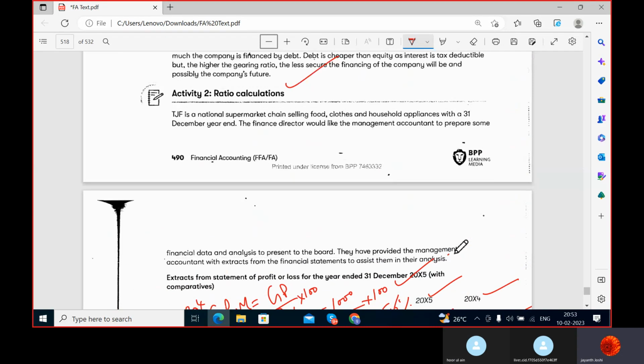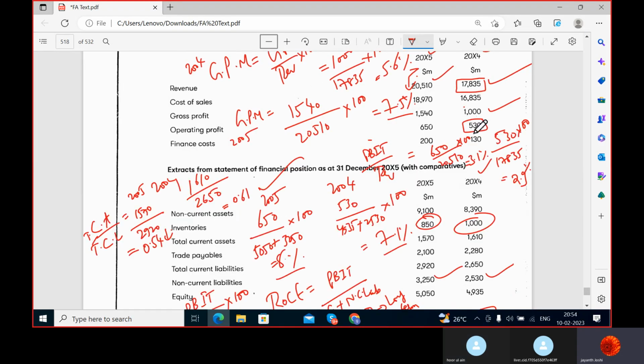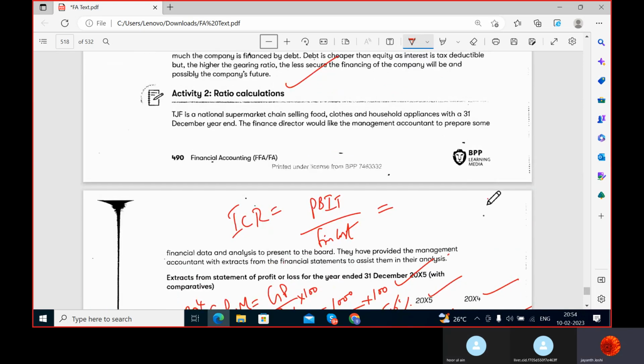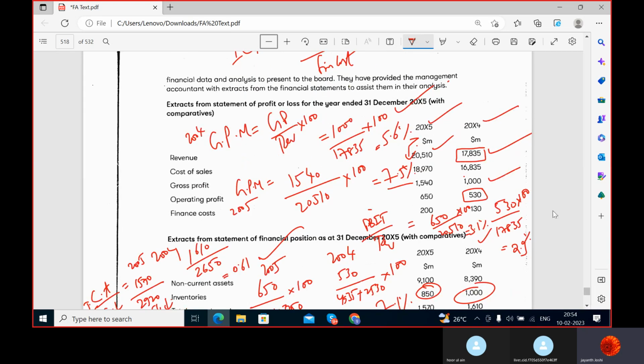So you did the interest coverage ratio first, correct? The interest coverage ratio is PBIT by finance cost. Your PBIT is your operating profit, so 530 and 650. Correct. So PBIT by finance cost.